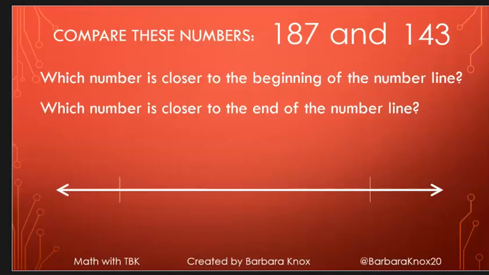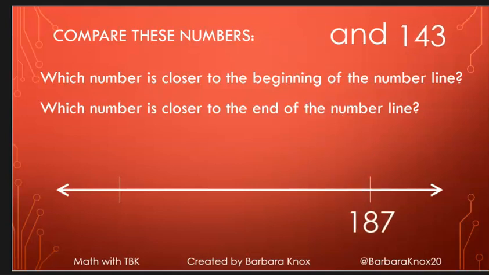Another strategy for remembering which symbol to use is using an open number line. I write the two numbers I want to compare on an open number line from least to greatest. 187 is greater, so it is placed on the right side of the open number line. 143 is less, so it is placed on the left side of the number line.